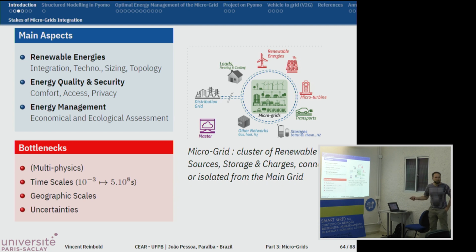And the last, but maybe the most important, or at least the more difficult to tackle, are the uncertainties. What are, for you, the uncertainties of this problem, of one given microgrid?